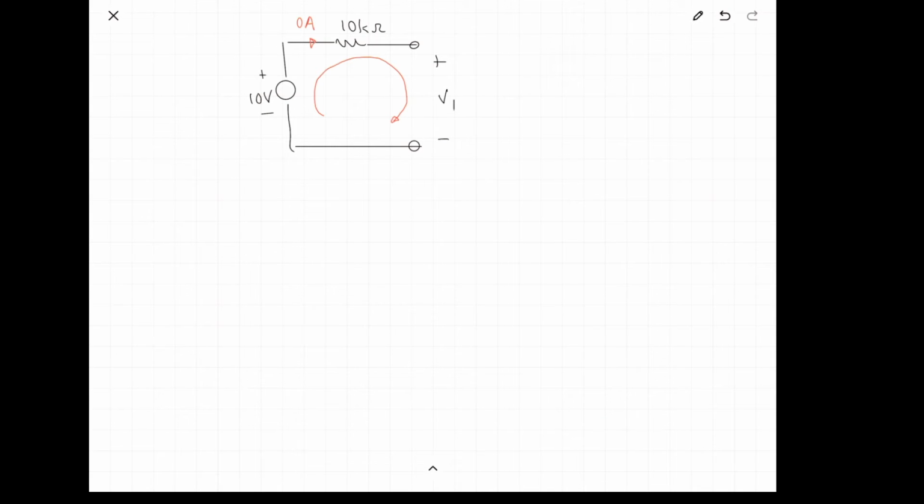So that means that the voltage across this resistor, using Ohm's law, is 0 volts. Now we can write our Kirchhoff's voltage law. That's 0 equals minus 10 plus 0 plus V1. And if we do some algebra, we end up with V1 equals positive 10 volts.